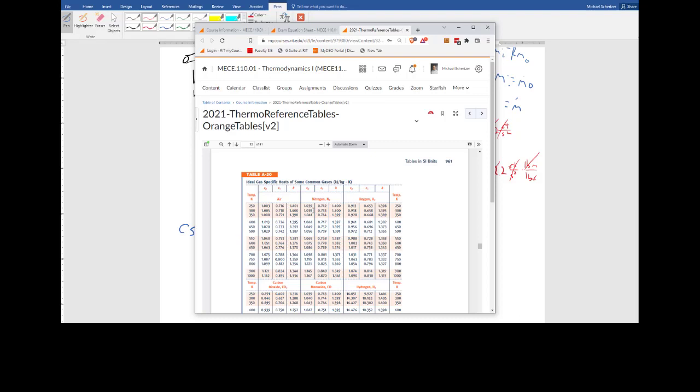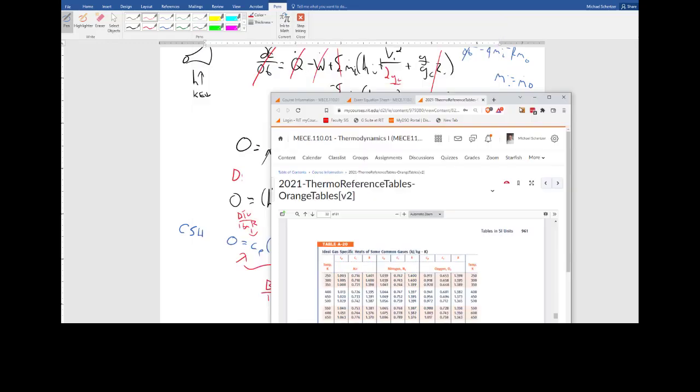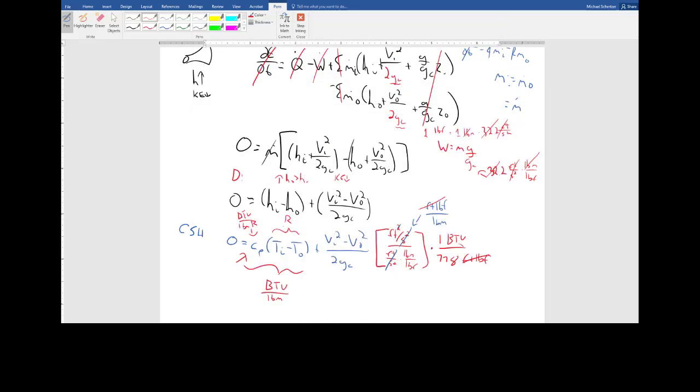You could interpolate, but here you can see that the interpolation of CP between 250 and 300 makes no difference. It's the same. And really at 350, it's about the same too. So as long as our temperature is not wildly different, right? Here, the specific heat is fairly constant. This is going to be, what did we say, 1.04 BTU per pound mass Rankine.